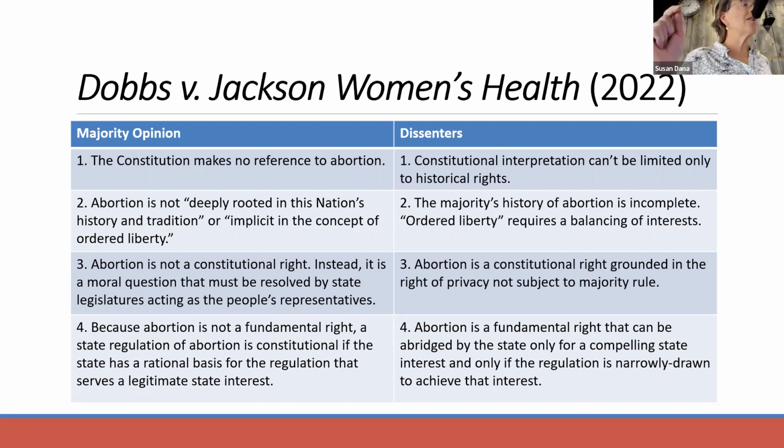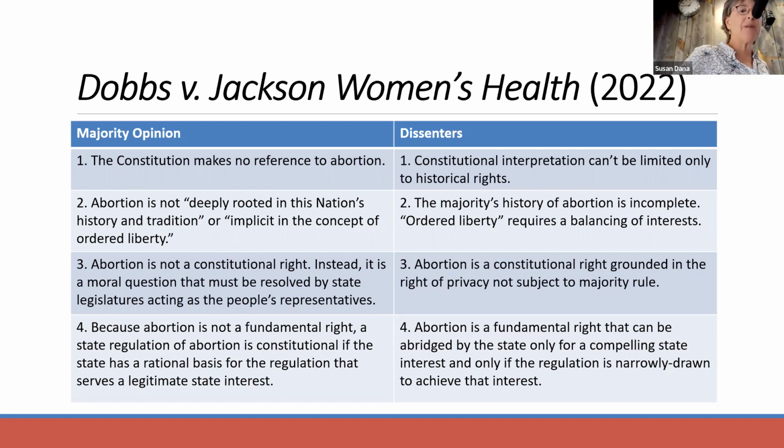The dissenters are saying people have engaged in abortion always. And just because states prohibited it legally in laws written by white men doesn't mean that it isn't deeply rooted in our history and traditions. It just means it wasn't in the law. Lots of things that we all do is not reflected in the law. So they say this notion of the majority's interpretation of history is just not legitimate.